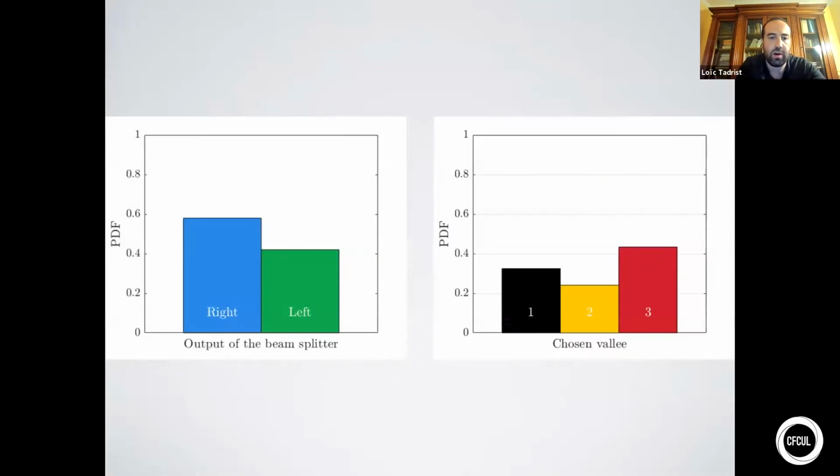Okay, so our setup has some defects. Basically, more particles are deviated to the right than to the left. Right now, I don't know very well why it has this behavior. And there is also another representation of the third valley in the data.